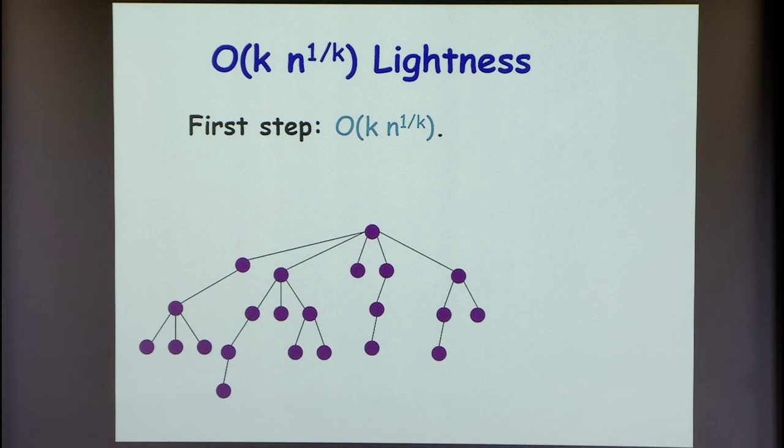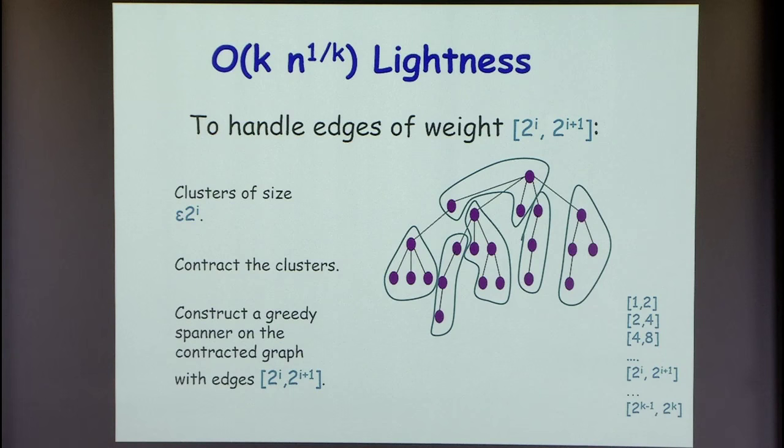Okay, so let's, as a first step, see how we get lightness of k times n to the 1 over k. And later we will see how to improve this k to log k. Again, we assume that the weights here are all at least 1 and that we need to handle weights up to 2^k. So we will have just k buckets. In each bucket, we will handle weights from 2^i to 2^(i+1). Okay, so we have k buckets.